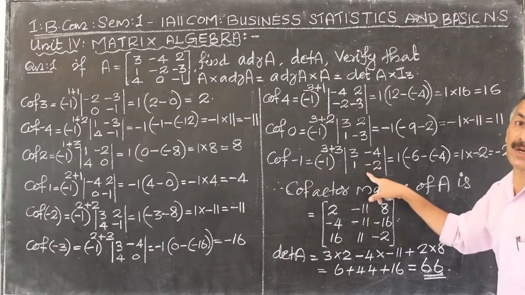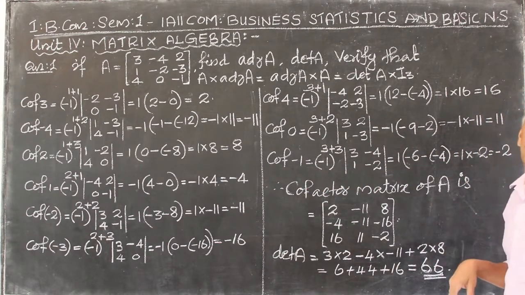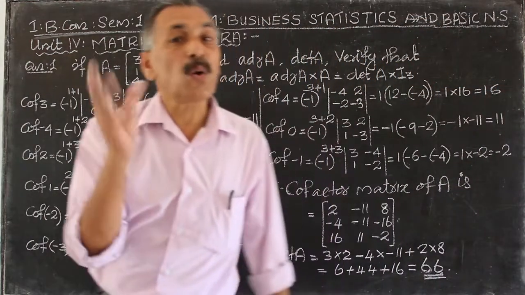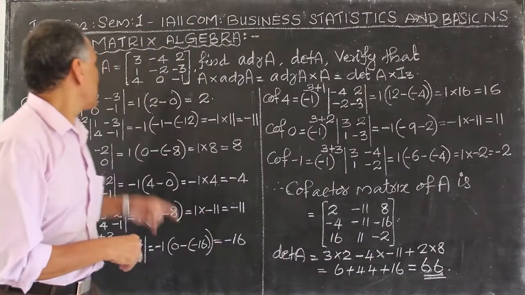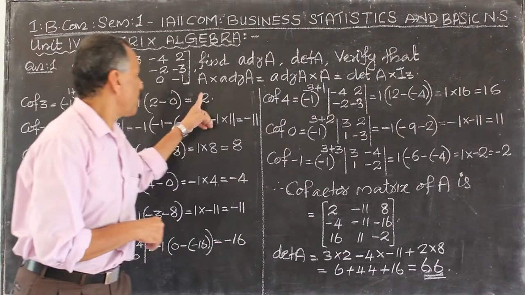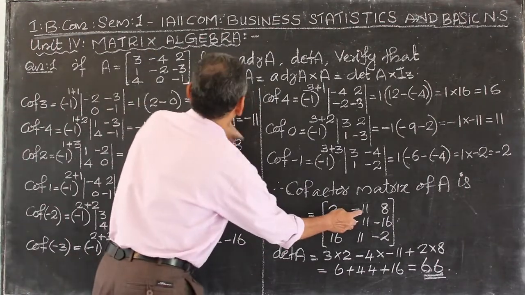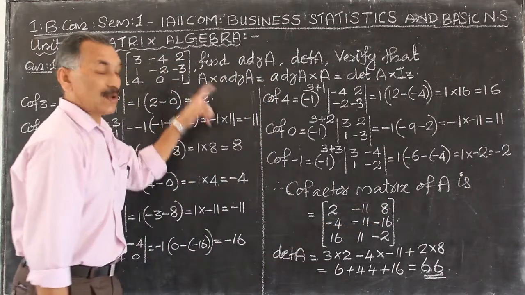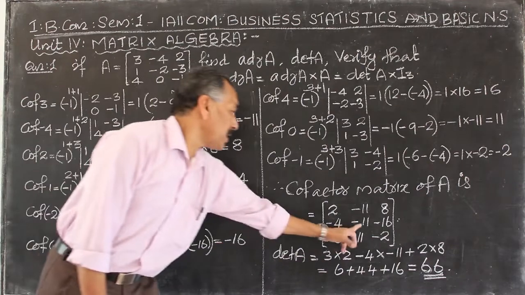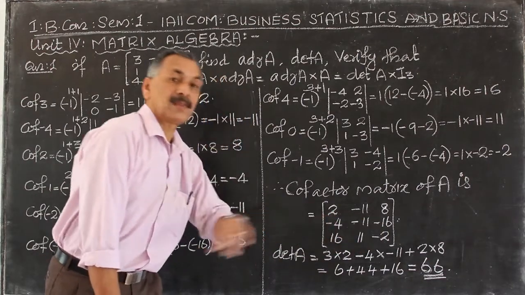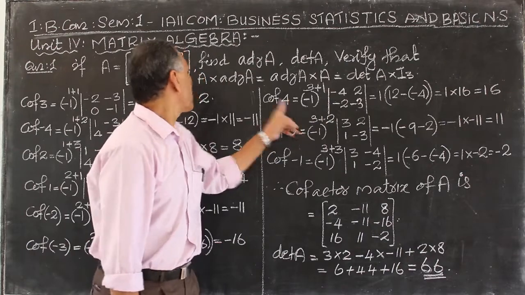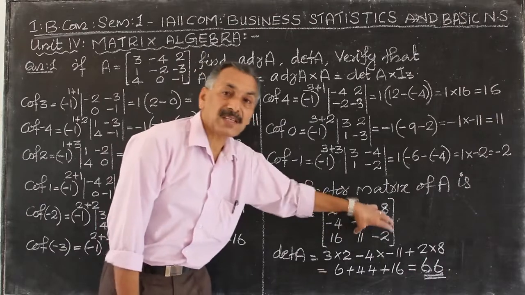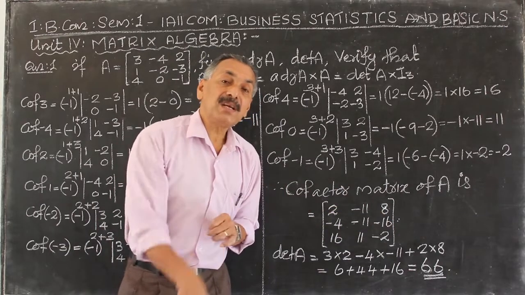Then the cofactor of minus 1 is this value. With the cofactors found, next we write the cofactor matrix. The first row is the cofactor of 3, the cofactor of minus 4 and the cofactor of 2. The second row cofactors are minus 4, minus 11, then minus 16. The third row cofactors, of 4, 0 and minus 1, are 16, 11 and minus 2. This is the cofactor matrix.